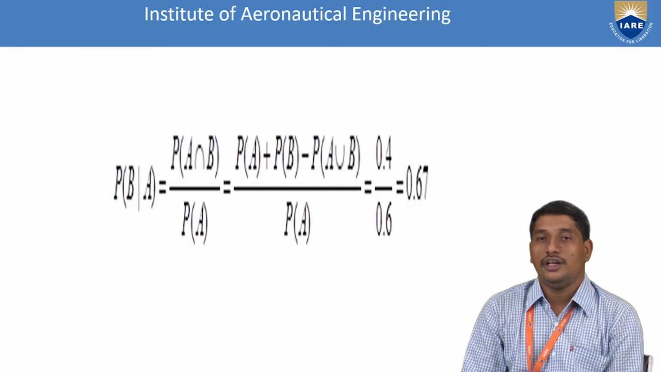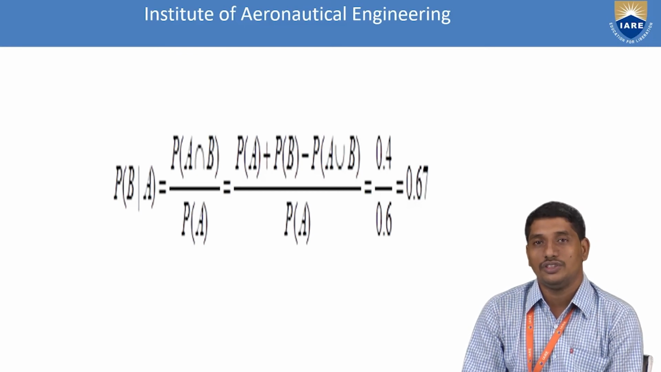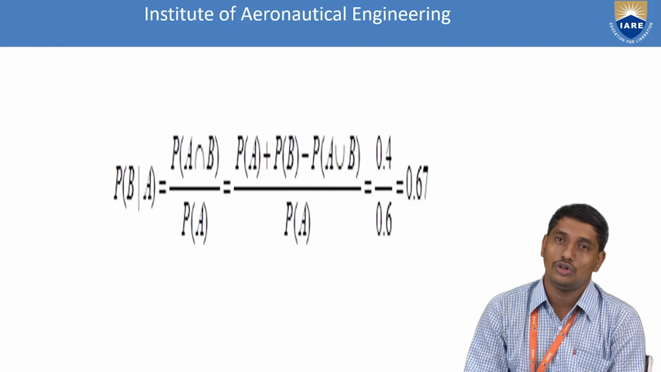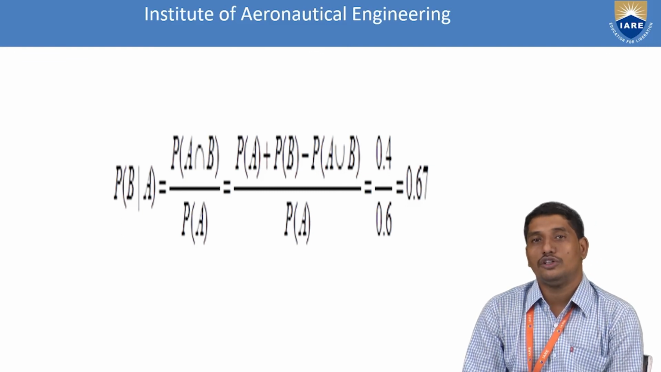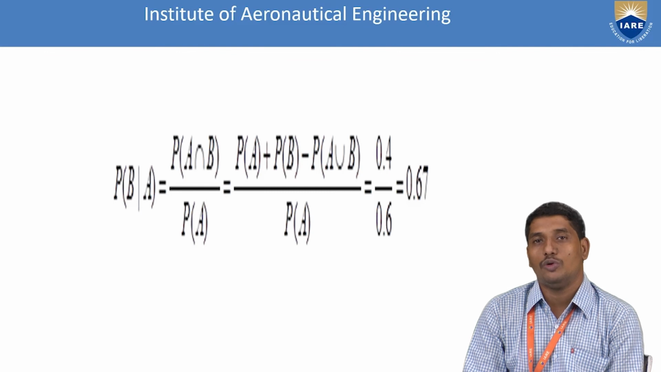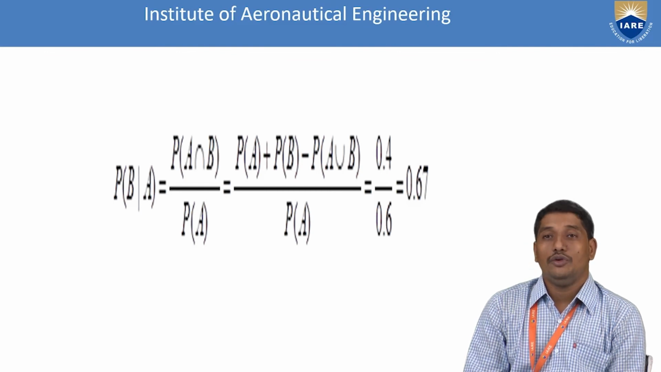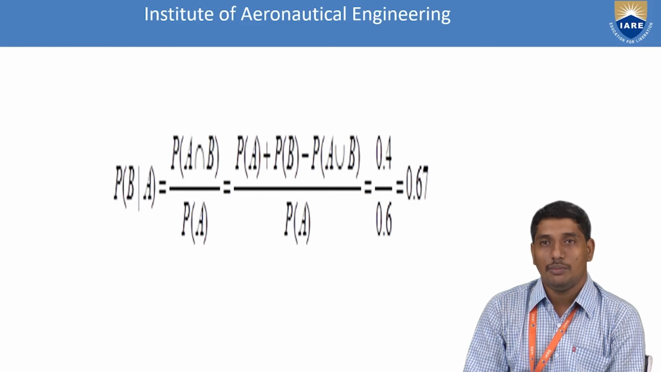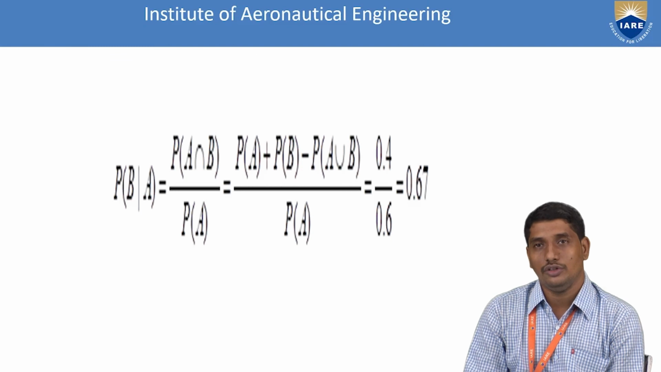We are asked to find the probability that a trainee who remains with the company will also earn more than 10,000 rupees, that is P of B given A. So, according to the definition of conditional probability, P of B given A is nothing but P of A intersection B over P of A. P of A intersection B can be written using the additive law as P of A plus P of B minus P of A union B, over P of A.